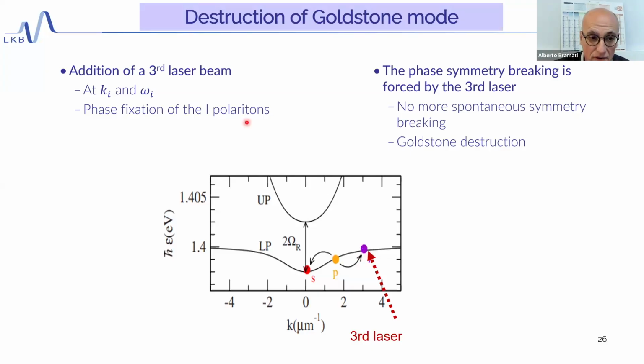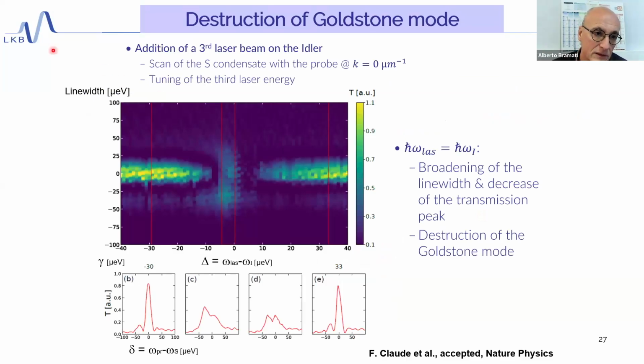So injecting with this third laser, we of course fix the phase of this idler mode, and then because the sum of the two phases is fixed, if we fix one of the two, also the difference is fixed. So in this case, the spontaneous symmetry breaking is inhibited, so we cannot observe spontaneous symmetry breaking when we inject the laser here and we fix this phase. And so then we should observe the disappearance of the Goldstone mode. And this is indeed what we observe.